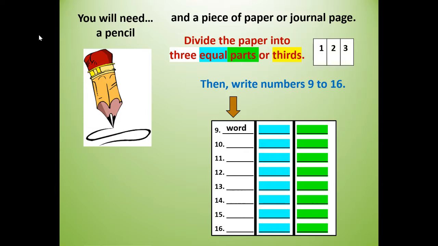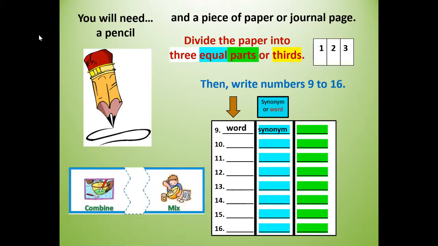So after you write each vocabulary word or phrase, you're going to write a synonym or short definition in the second column. And a synonym is a word that means the same or similar, just like combine is a synonym for mix. If you don't catch the synonym or short definition, you can always write the word a second time. And then in the third column, draw a quick picture or sketch to help you remember the word.